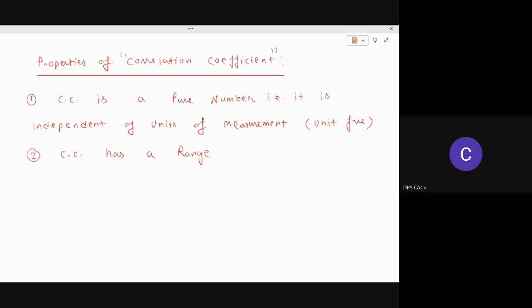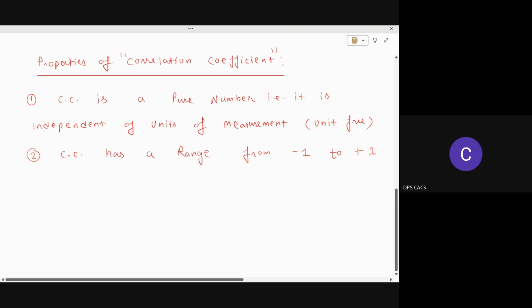-1 to +1 is the range. So correlation coefficient has a range from -1 to +1. Minus 1 to plus 1.